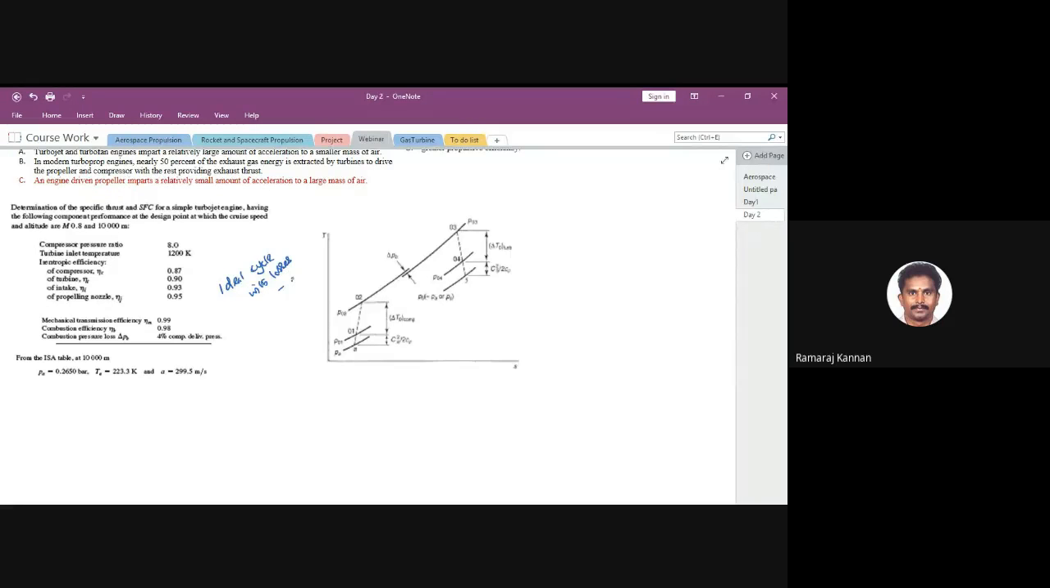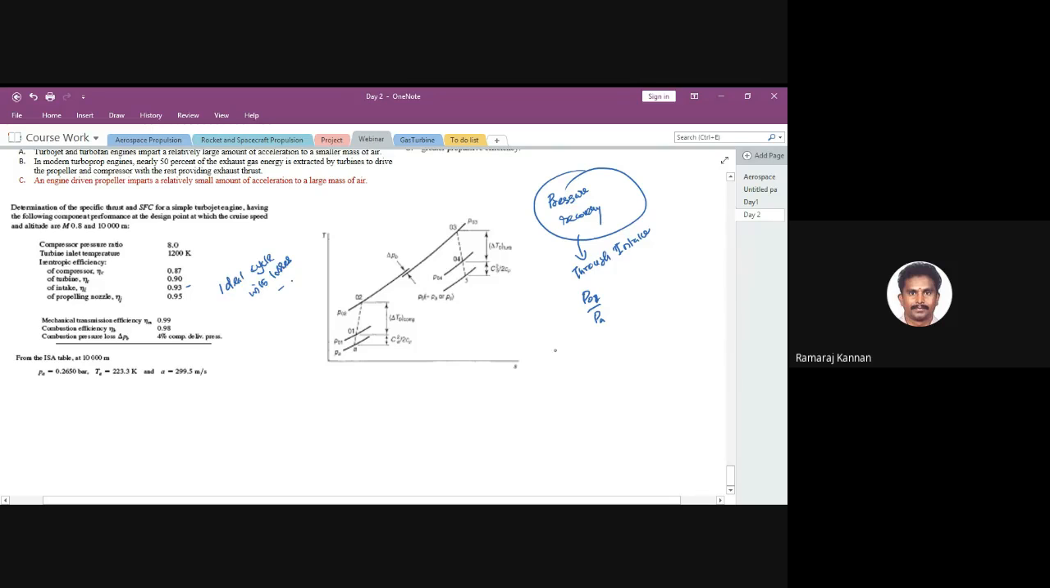If they are going to give, for example, the pressure recovery through your diffuser or through your intake, you can easily find out how much pressure recovery there is. So P01 by Pa, because they are going to give the intake efficiency, we have the relation.